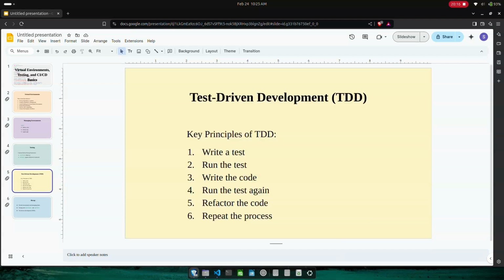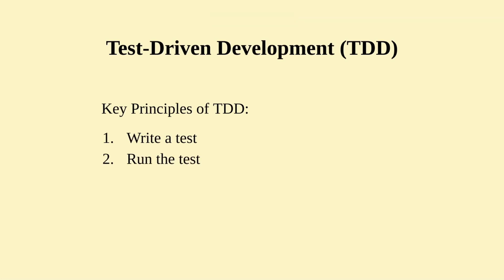Next, we'll have test driven development or TDD. Test driven development is a software development approach where tests are written before writing the actual code. The idea is to focus on the behavior of the code from the start, ensuring that all code is thoroughly tested and behaves as expected. Key principles of TDD are: write a test, run the test. Since the function or feature hasn't been implemented yet, the test should fail. This is an important step as it shows that the test is working as expected.